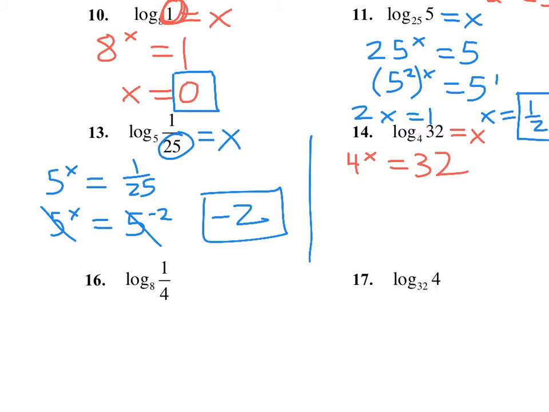So I cannot use 4 because 32 is not a power of 4. 4 to the second is 16, 4 to the third is 64. So instead I have to make them both 2's. 4 is 2 squared. Don't forget about the x. If you break down 32, it's 8 times 4, and then those break down into more 2's. If you do the tree, you'll get that 32 is 2 to the 5th. Get rid of the bases, so x is 5 over 2.